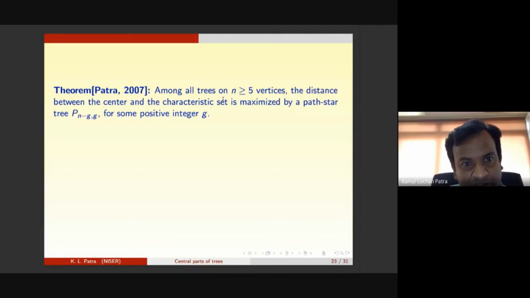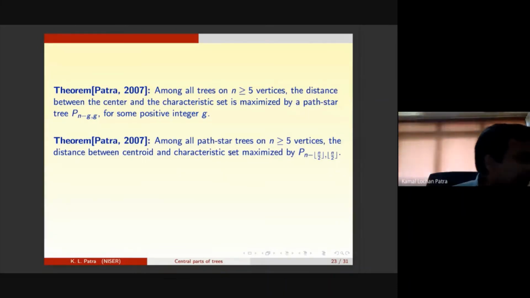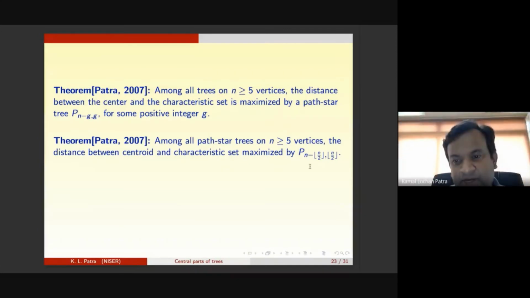For centroid and characteristic set, we proved that the distance between centroid and characteristic set is maximized by a path star tree Pn minus g, where g equals n by 2, or the greatest integer function of n by 2.